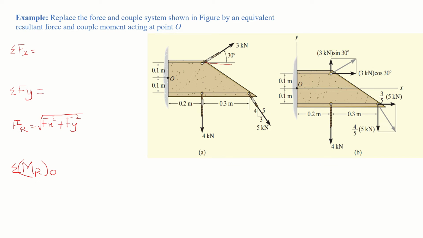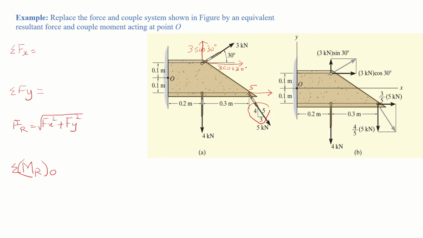First we will look at the forces. This is the x component of this force, which is equal to 3 cos 30, and this is the y component, which is equal to 3 sin 30. Then we resolve this force into its x and y components. This is x. The angle is not given, but we can find the angle with this small triangle.